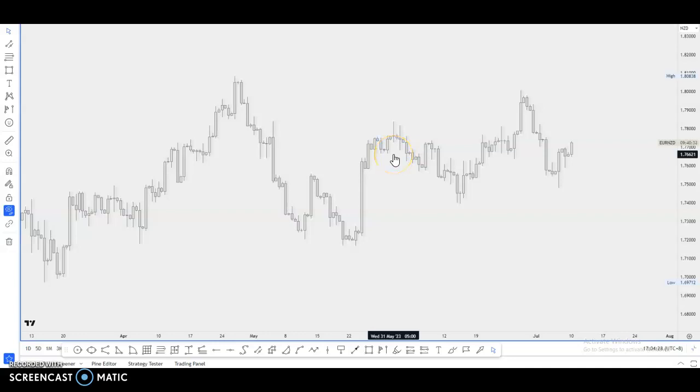Today we will talk about the EURNZD and what is my bias on EURNZD. I will show you my strategy portion by portion so that you will understand what is my bias here, and what prices will probably be hit. Okay, so let's dive into our chart.